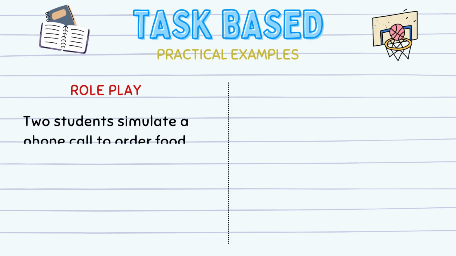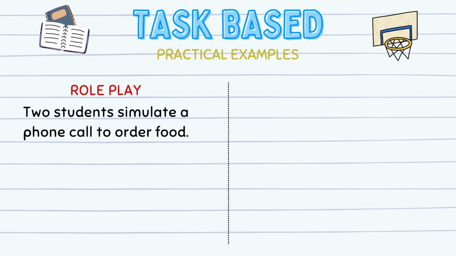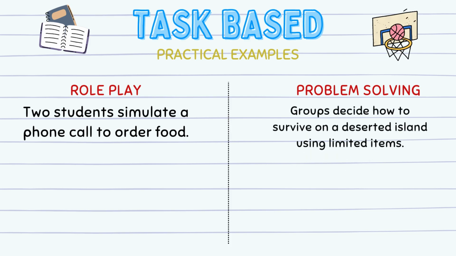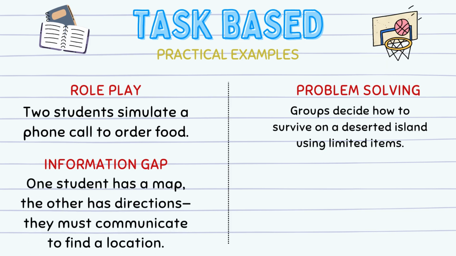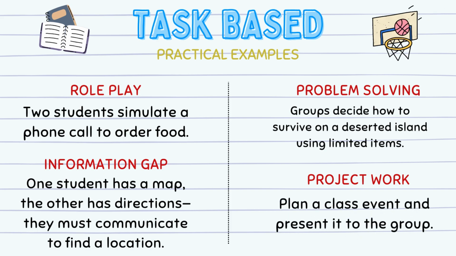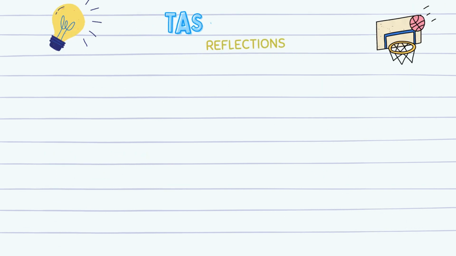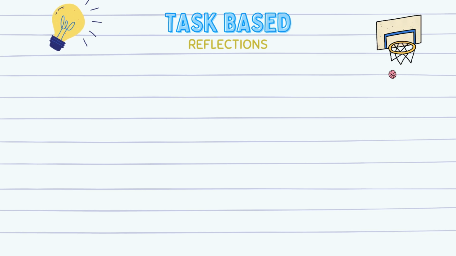The first one is a role play. Yes, a role play. Here, just 2 students simulating a phone call to order food could work as a task. It could also be problem solving. Groups decide how to survive on a deserted island using limited items. It could be fun. The third one is information gap. One student has a map, the other has directions, and they must communicate to find a location. And the last one is a project, like plan a class event and present it to the group.